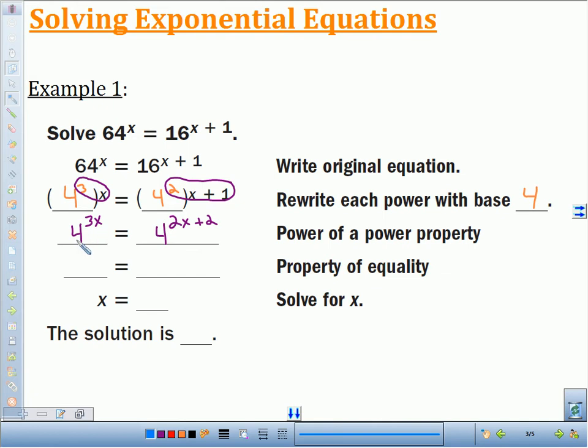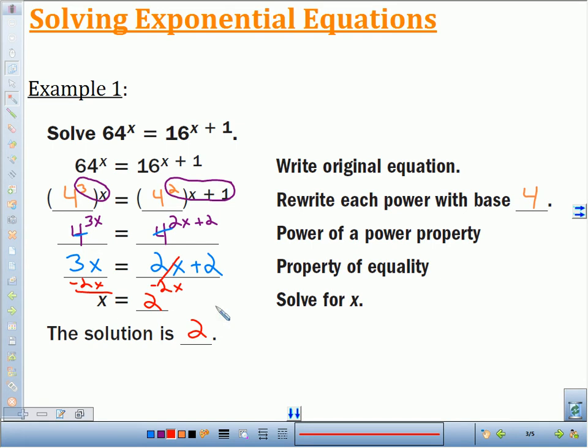Now, of course, my bases are exactly the same. So according to the property of equality, I can ignore these 4s, these bases, and just look at 3x equaling 2x plus 2. Since the bases are the same, I can ignore them. Now, of course, I would want to subtract 2x from both sides to solve this equation. And I would end up with x equals 2. So the solution is 2.